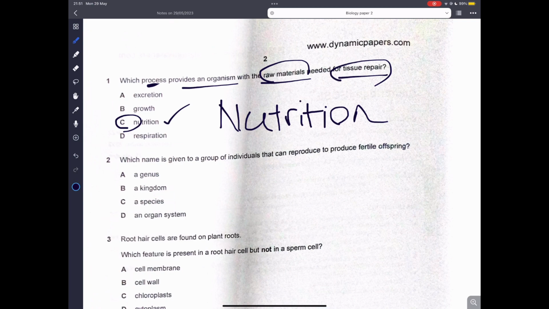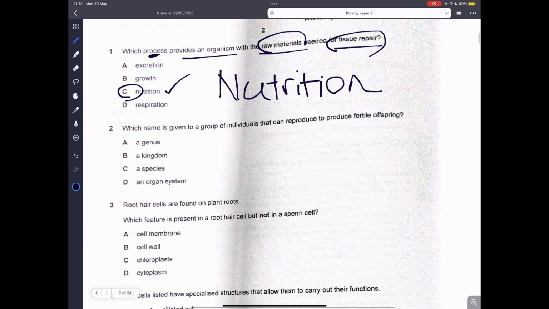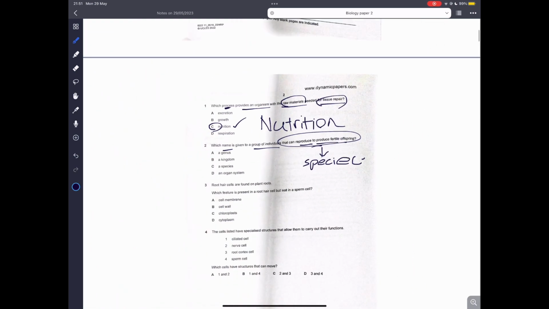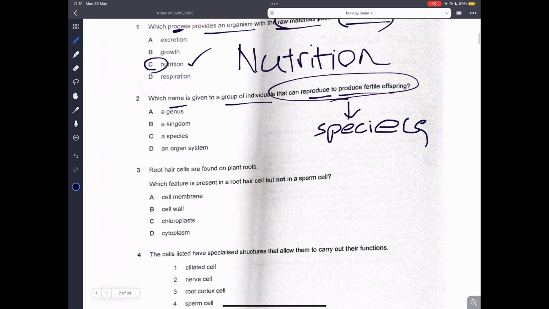Number 2. What is the name given to a group of individuals that can reproduce to produce fertile offspring? This is called a species. A species, you have to learn this definition by heart. It is the only way. And it makes sense because they reproduce to produce fertile offspring. So the answer is C.